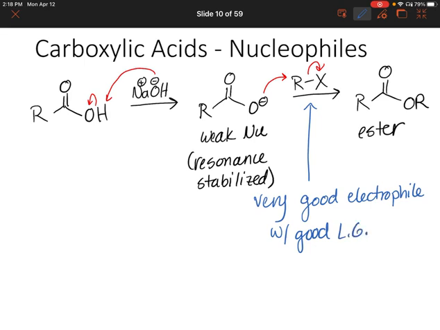All right, so next time we're going to start diving into those carboxylic acid derivatives. Here you can already see how we could easily turn a carboxylic acid into an ester. So an ester is a derivative of our carboxylic acid. But we'll talk about other derivatives next time.